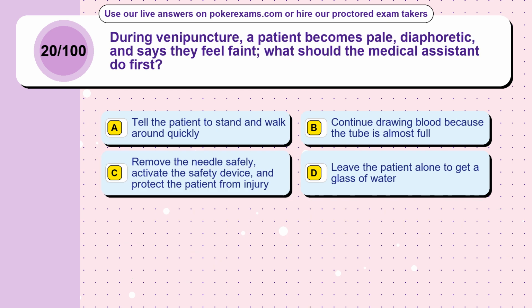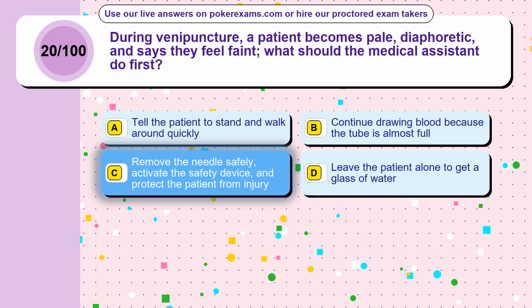Question 20. During venipuncture, a patient becomes pale, diaphoretic, and says they feel faint. What should the medical assistant do first? Option A. Tell the patient to stand and walk around quickly. Option B. Continue drawing blood because the tube is almost full. Option C. Remove the needle safely, activate the safety device, and protect the patient from injury. Option D. Leave the patient alone to get a glass of water.